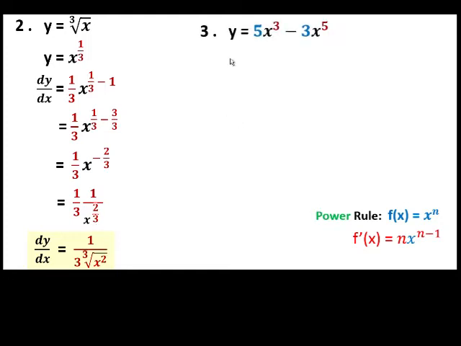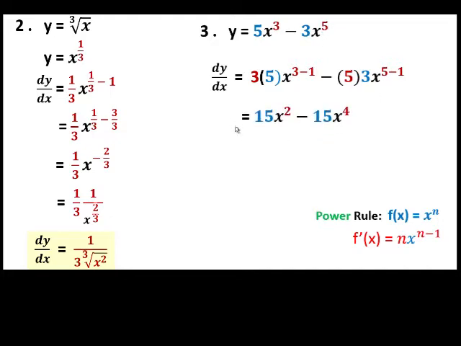Next, dy dx is equal to exponent 3 times 5x to the power of 3 minus 1, minus 5 times 3x to the power of 5 minus 1, then simplify the exponent. Then the derivative dy dx is equal to 15x squared as a common factor times this quantity inside the parentheses. So that is our final answer.